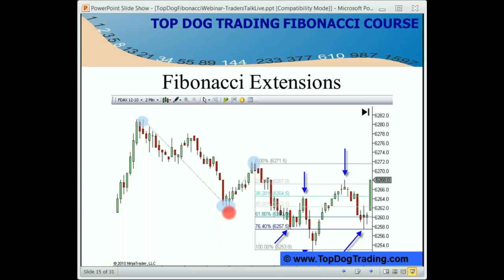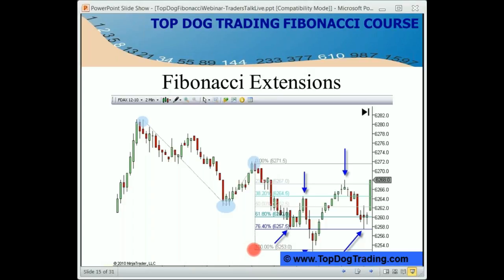This is a three-point drawing tool. You go from this high to this low, click, and then you go to this high, and then bam, it plots these levels below that high. So it's kind of like the ABC pattern, and it plots them after the 3 points. We use the same ratios though: 23, 38, 61, right? You can put your 50 in there if you want to, and 100.